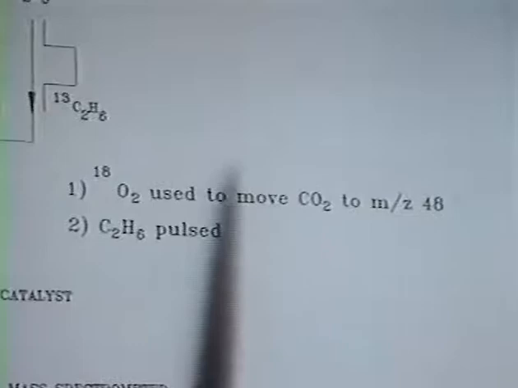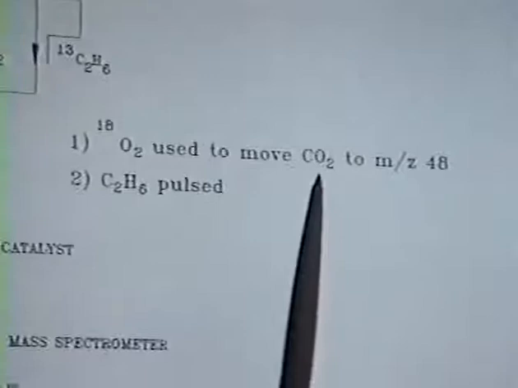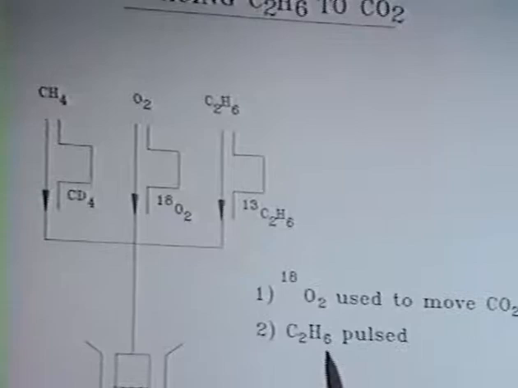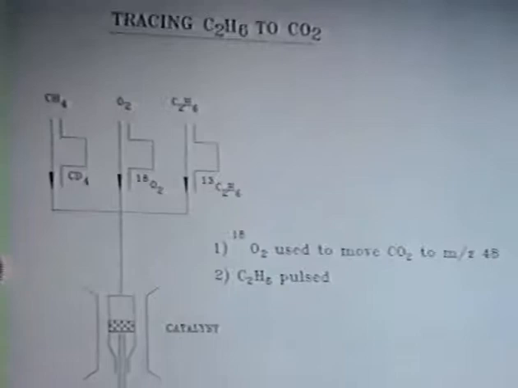We used, again, oxygen to move the CO2 molecular weight to 48, and we pulsed, in the example that I'm going to show you, C2H6. I might add that the amount of C2H6 that we added was such that we ended up with a final concentration of about 5% in the reactor.